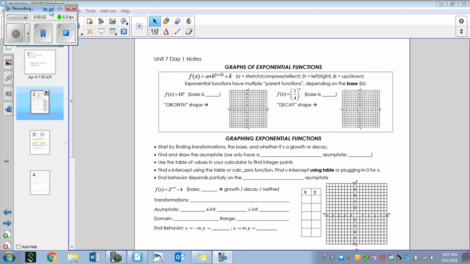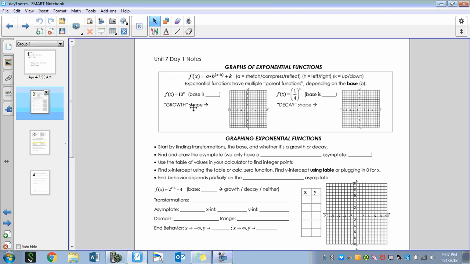All right, for Unit 7, Day 1, we're going to be talking about how to graph an exponential function, as well as how to answer some exponential application questions. So let me go ahead and go into, let me get my marker.